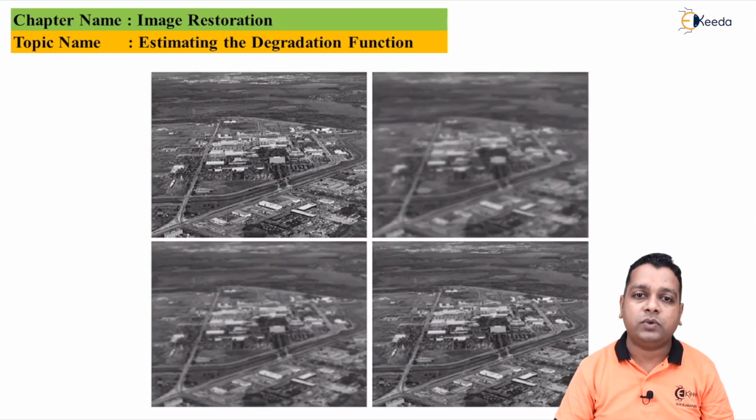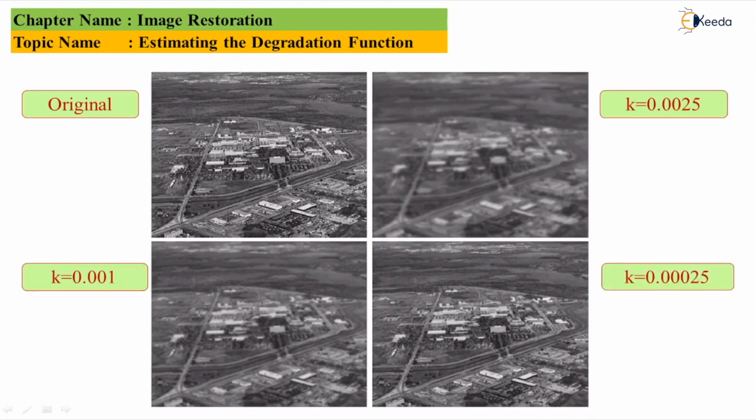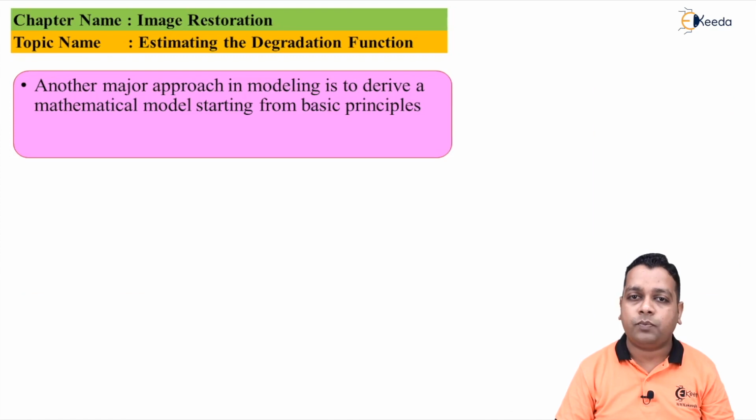Here we discuss one example where 4 images are given. The first one is the original image. The second one is obtained with k equal to 0.0025. The third one with k equal to 0.001, and the last one with k equal to 0.00025. Another major approach in the modeling form is to derive a mathematical model starting from basic principles.